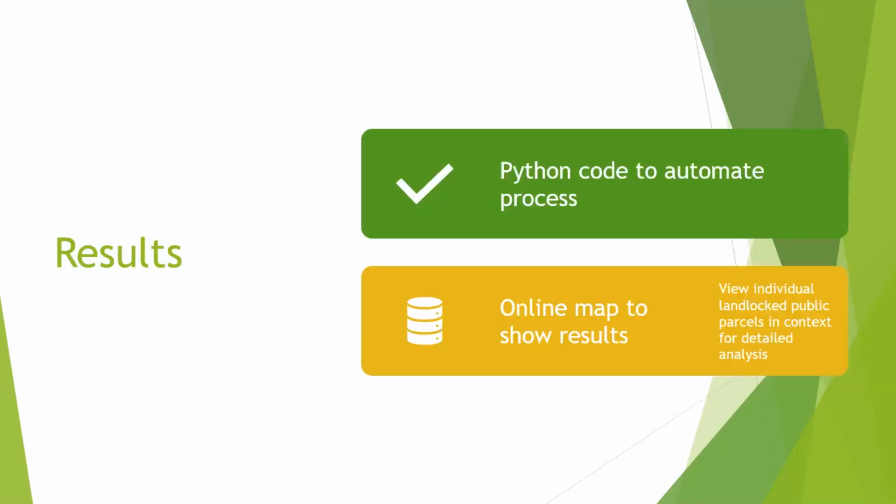So, a little bit about my results. Like I said, there's going to be Python code to automate the process and an online map to show the results. The Python script is set up to work with data from any state that has a public-private parcel database. In order to share the results in a meaningful way, I didn't want to just shrink the entire data set onto a letter size map and hand that out and say, here you go. So I made a web map that includes the public parcels, roads, and populated areas used for the analysis, as well as landlocked public parcels, so users can zoom in and see the status of individual parcels.